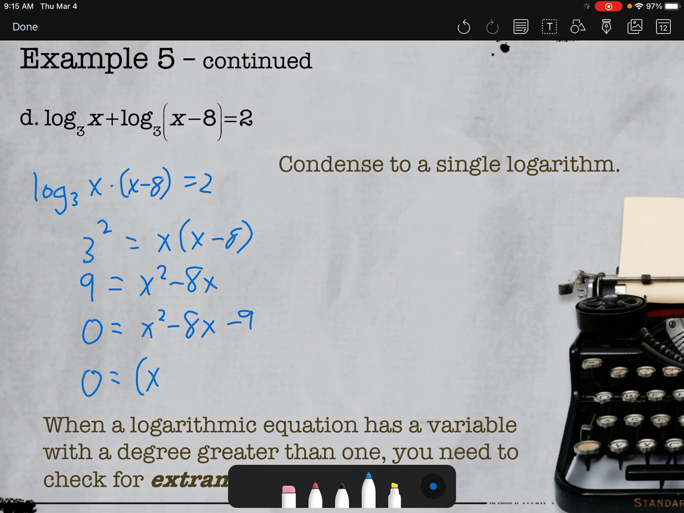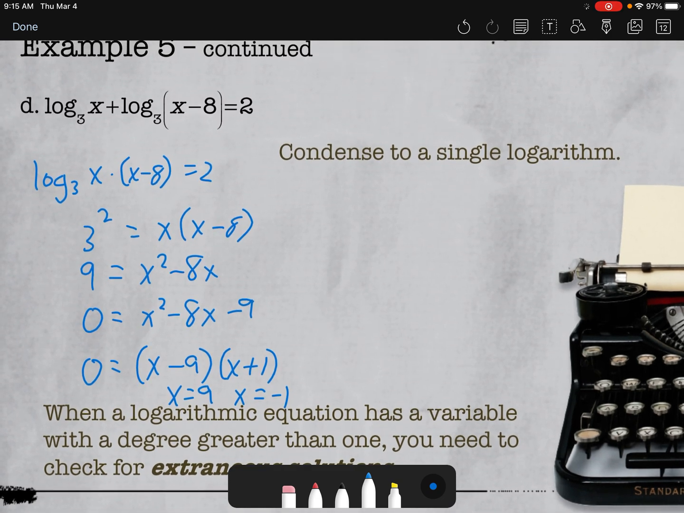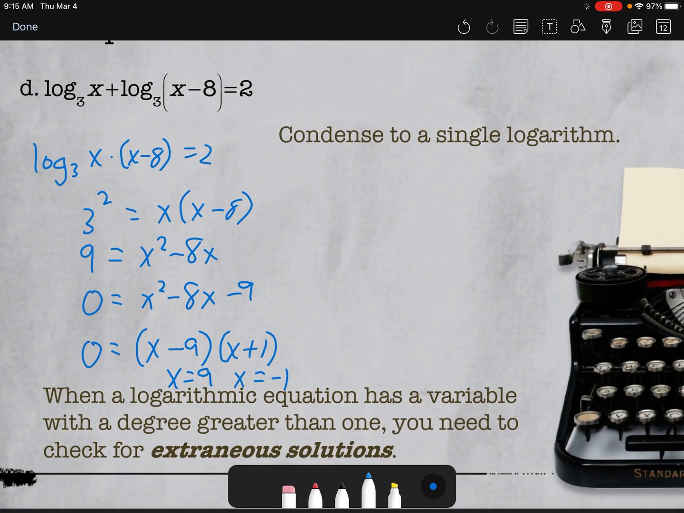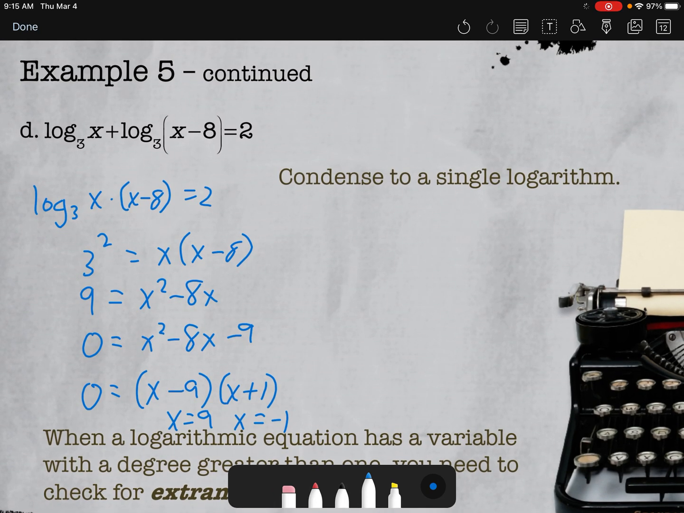So can we factor that? Yeah, we can factor that. Let's see, x minus 9, x plus 1. So x equals 9 and x equals -1. Now, you read the little bullet underneath. When a logarithmic equation has a variable with a degree greater than 1, meaning the squared term, you need to check for extraneous solutions, which means solutions that don't exist.